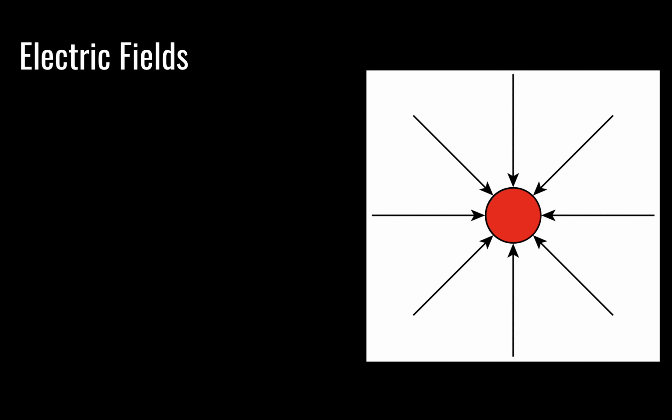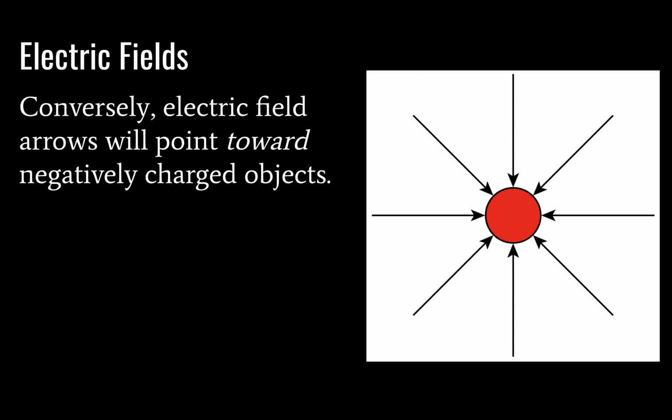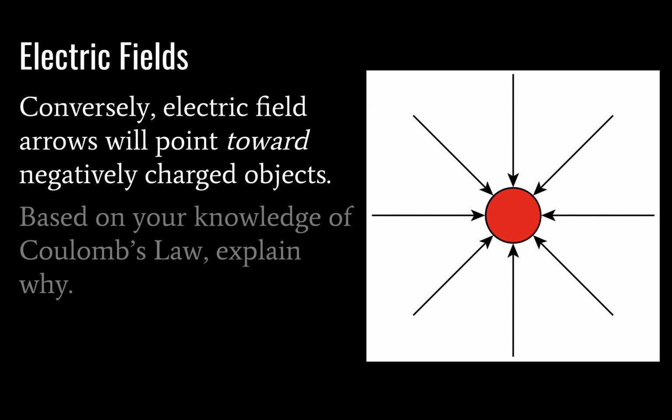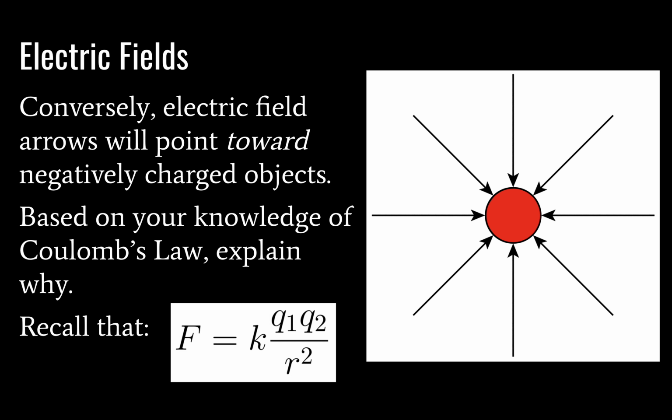Okay, so here we have a negatively charged object, and you will notice that the electric field arrows point toward the negatively charged object. Okay, so if you look at Coulomb's law, where force is equal to Coulomb's constant times the product of the charges divided by distance squared, you should be able to explain why we have the direction of these arrows. Okay, and again, there's Coulomb's law. I will pause the video while you think about it.